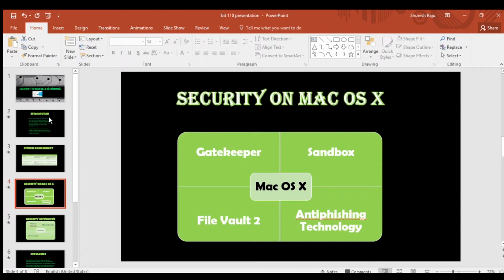Okay, security on Mac. There are four things: Gatekeeper, Sandbox, Firewall too, and anti-phishing technology.